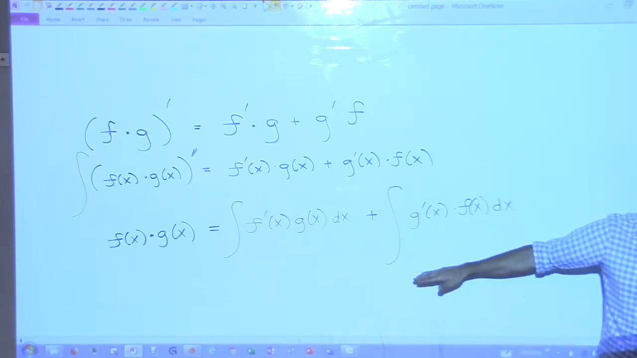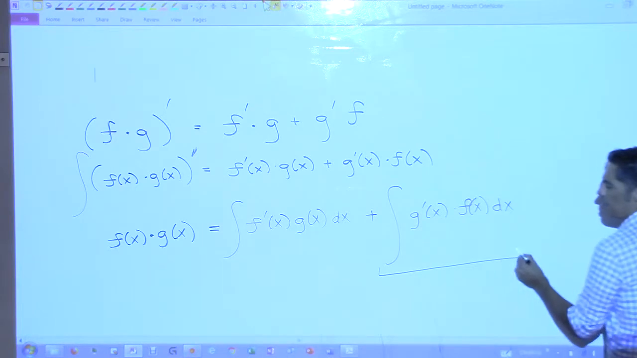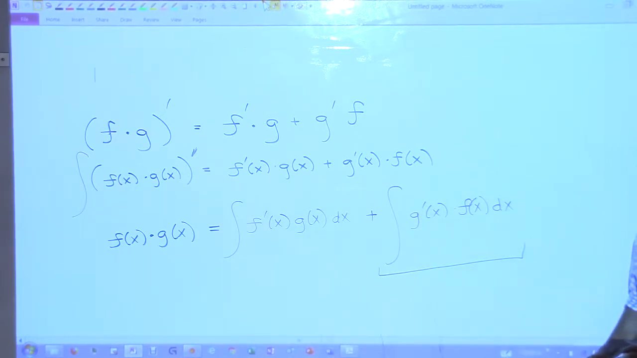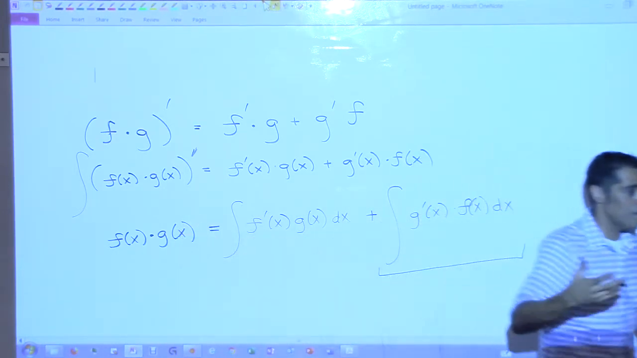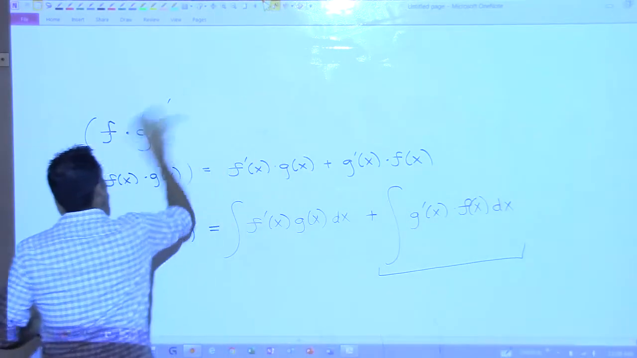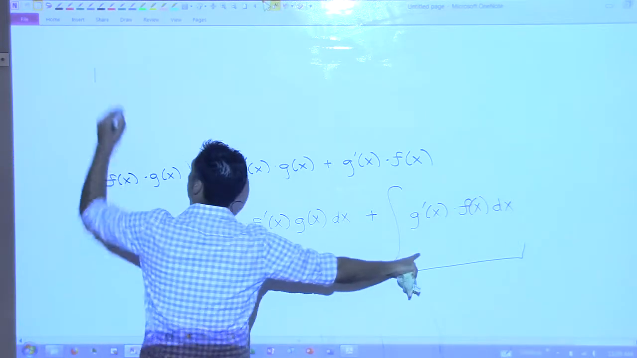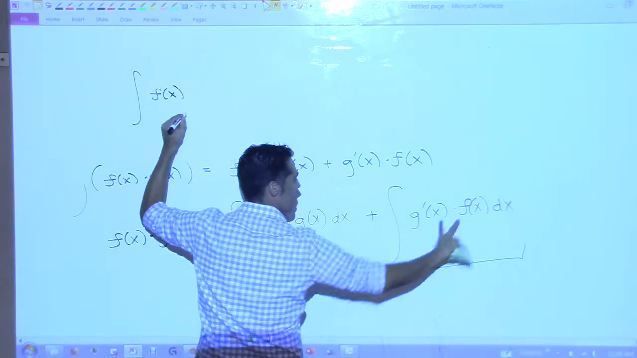This right here is the formula. You may look at it and wonder how that helps us find antiderivatives. Well, let's solve for this integral: let's get it by itself on one side of the equation. That means moving this integral to the other side, and when we move it, we just subtract it. So we get that this integral, and I'm going to write it the other way, flipping the f and g.